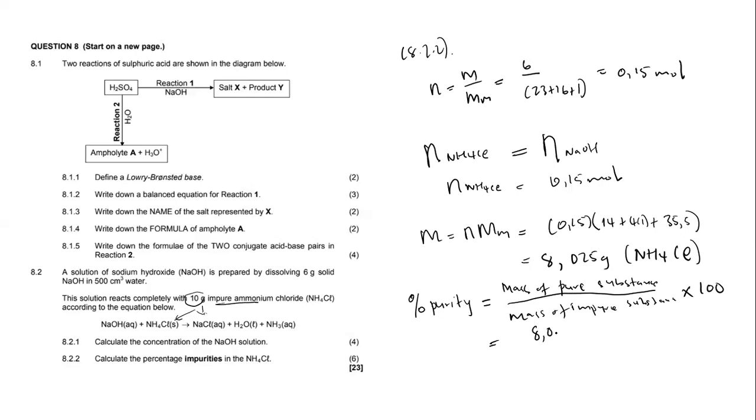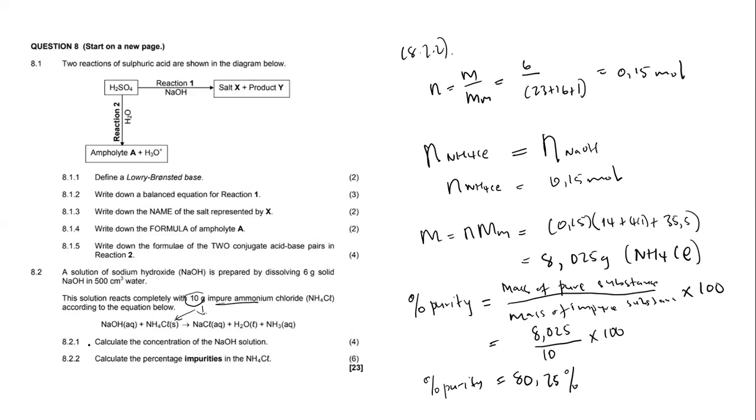It's 8.025 grams. Divided by, what is the mass of impure substance? They said it's 10 grams. It was provided. It is 10 grams. Multiply by 100. So now, when you punch this on our calculator, we're going to say 8.025 divided by 10, multiply by 100. To 2 decimal places, it's already in 2 decimal places. We're going to get 80.25%. So this is the percentage purity.